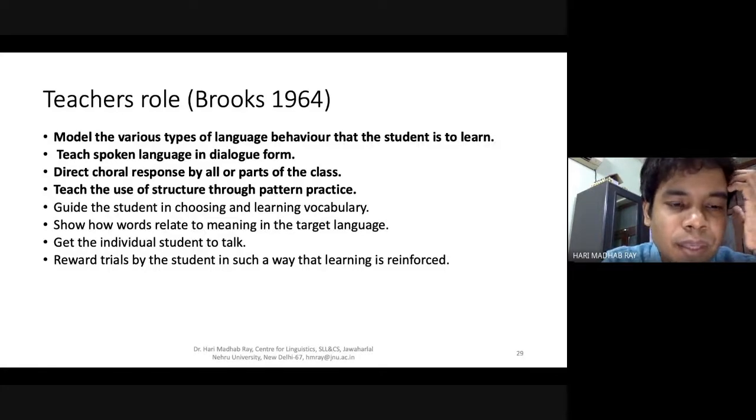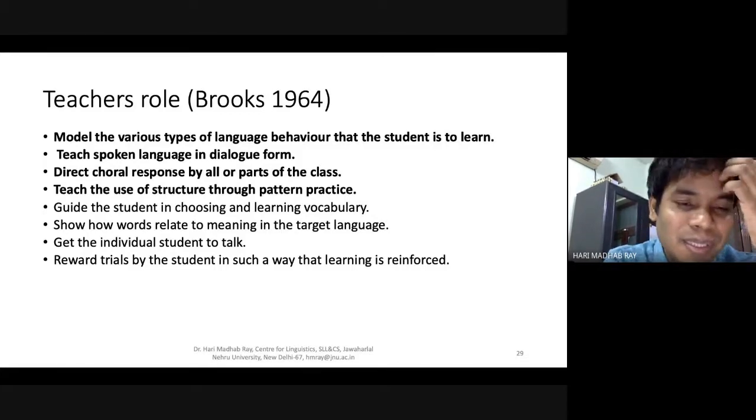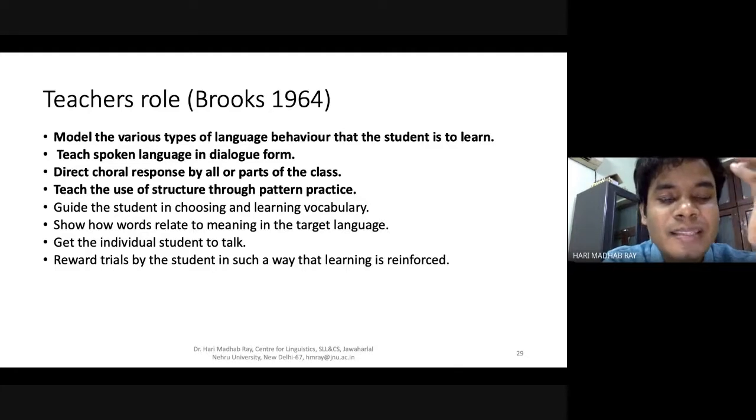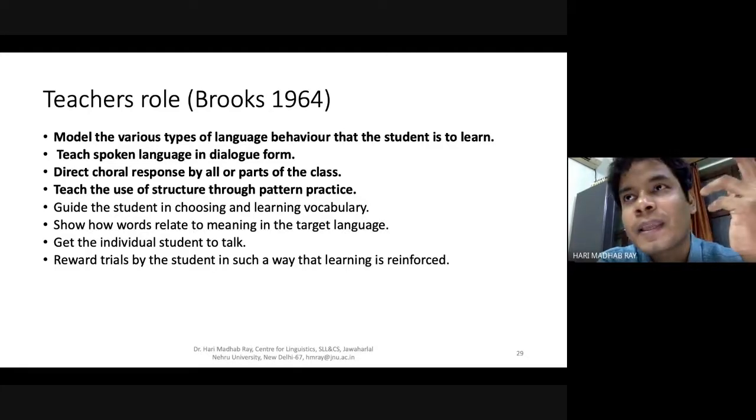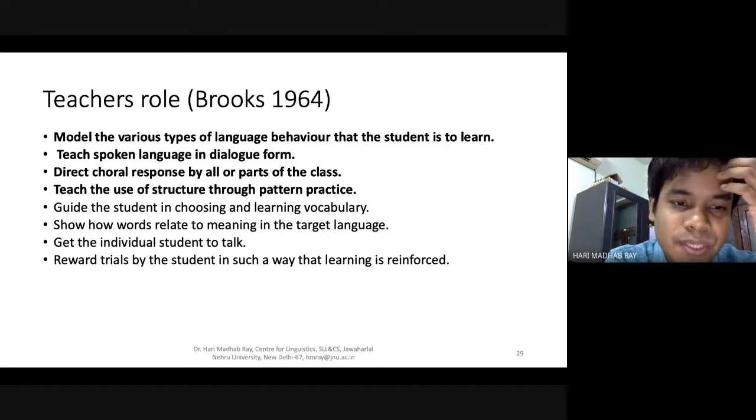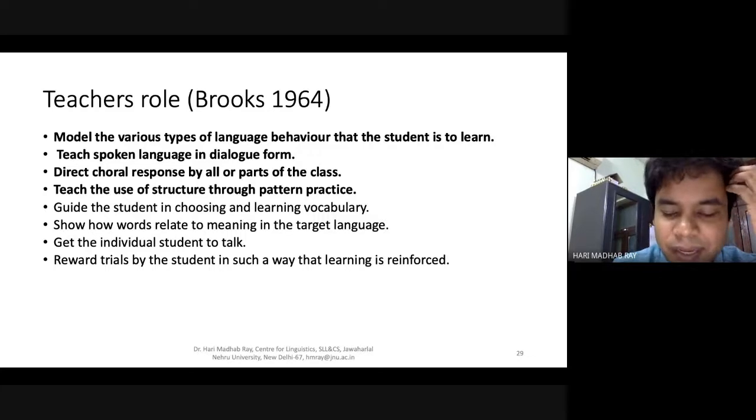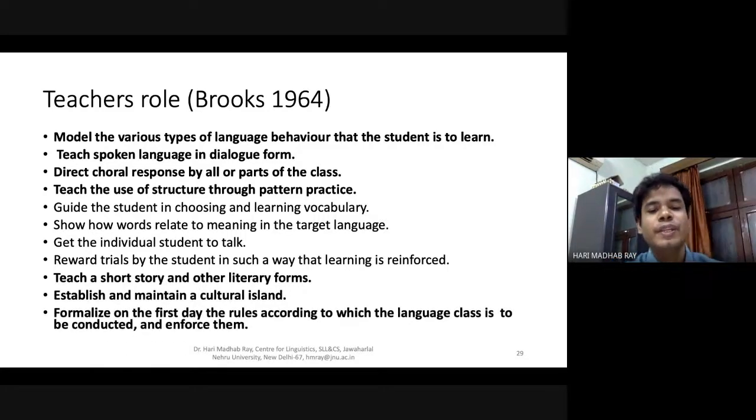And reward trials by students in such a way that learning is reinforced. I don't know whether at times teachers do it, give a kind of prize or reward, let's say a pen or pencil box or maybe chocolate or something, so that there is a kind of competition among the students, so that the learning is reinforced. This kind of thing is still practiced in different schools, you see. And teach a short story and other literary forms.